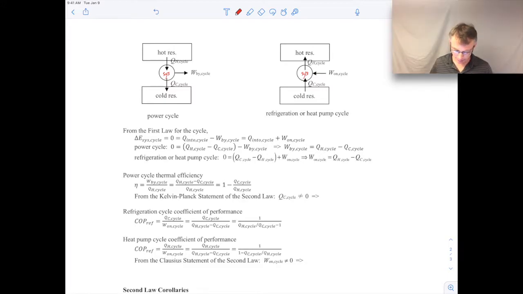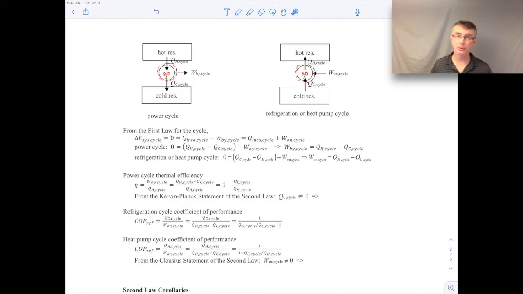If we go ahead and apply the first law to a control volume surrounding the system, so we'll do that for both of these. For the power cycle over here on the left-hand side, well, first of all, before we do that, the first law for any cycle, the change in the total energy of the system over a cycle is equal to zero, right? That's this expression right here.